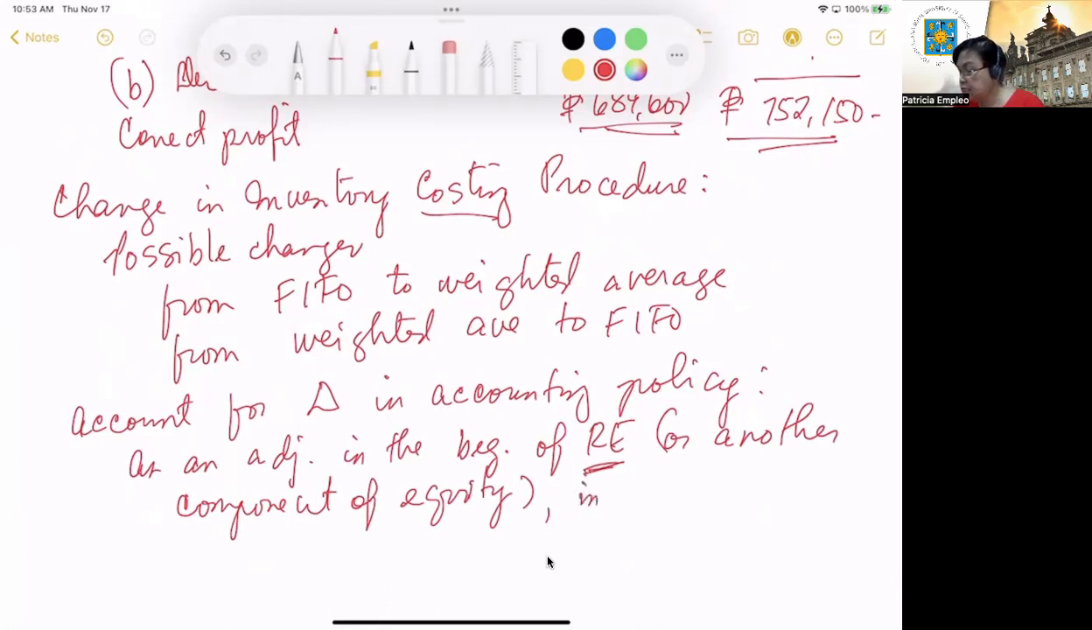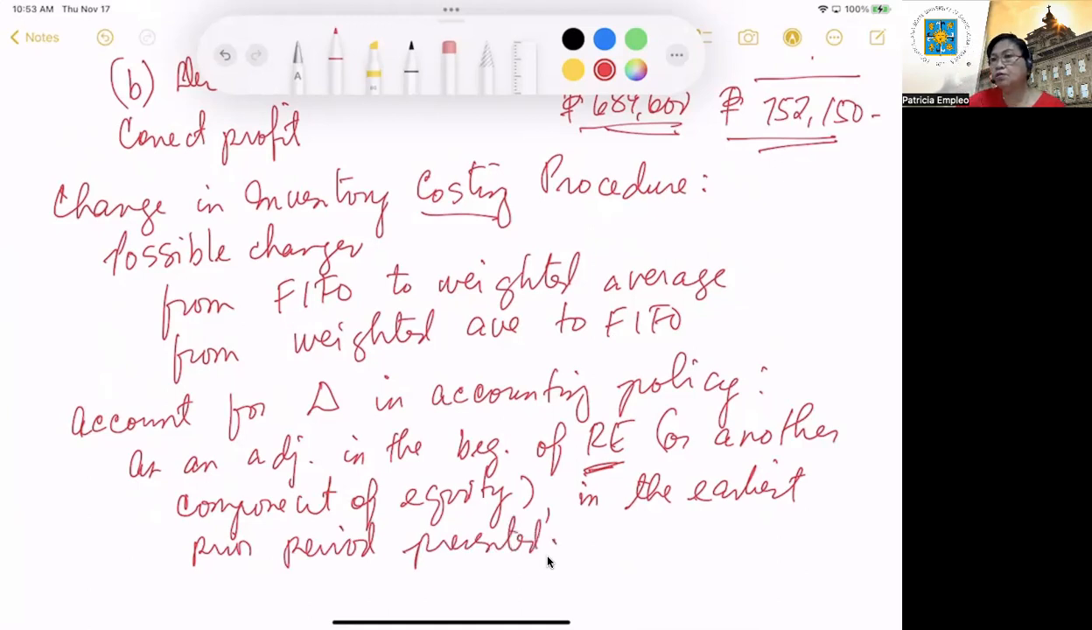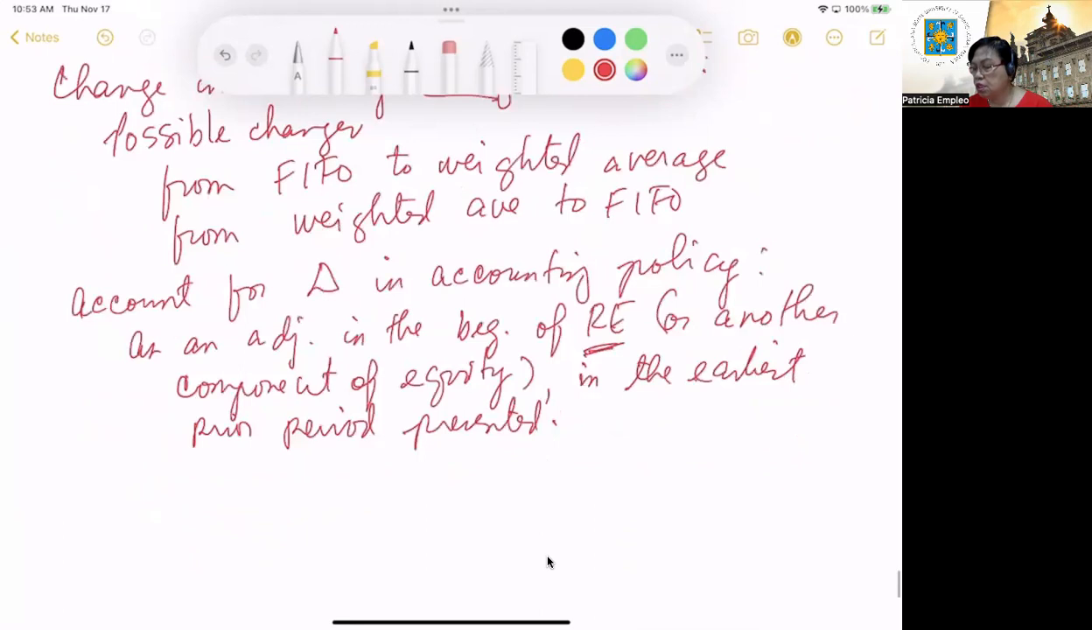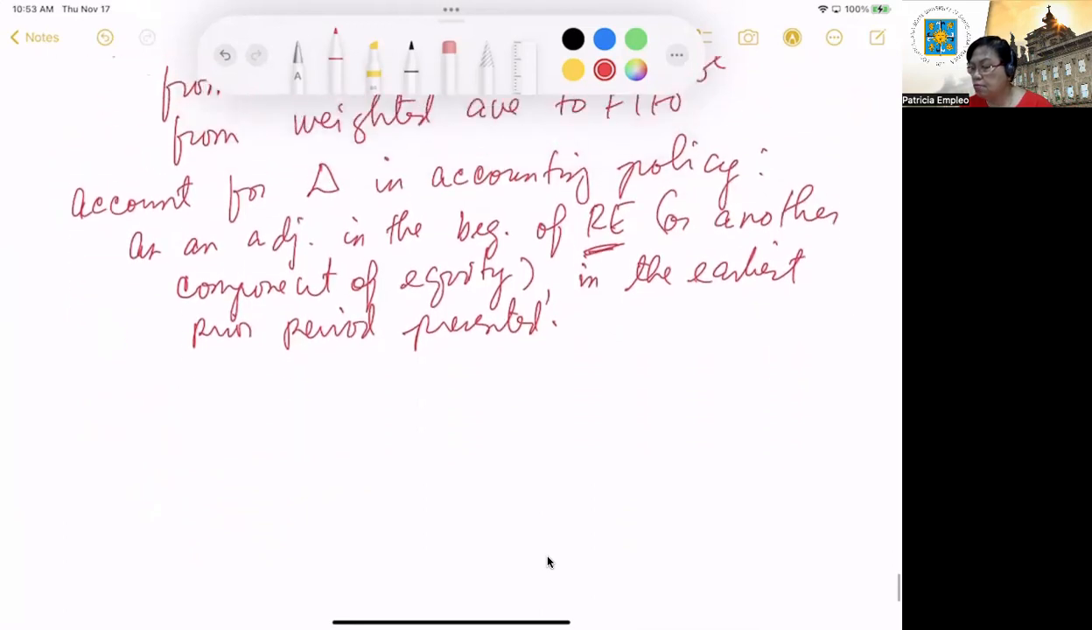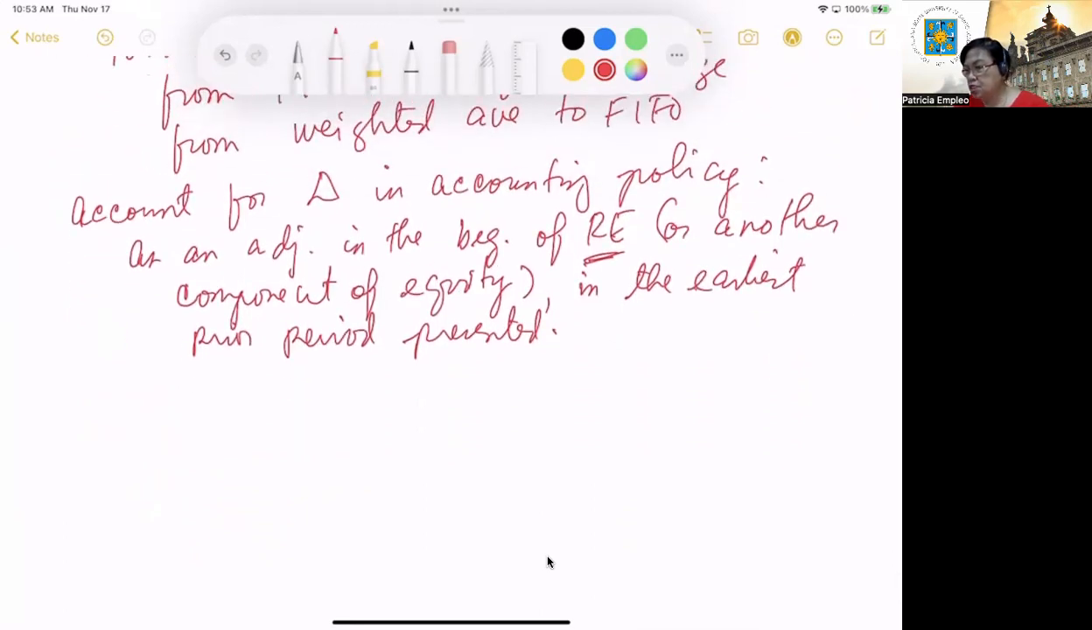Kailan? In the earliest prior period, comparative prior period presented in the financial statements. And as you have taken up also in your conceptual framework, at a minimum, you have to include also the comparative prior period financial statements, at least for the last preceding year. And therefore, how do we account for the change and how do we measure the effect of the change?